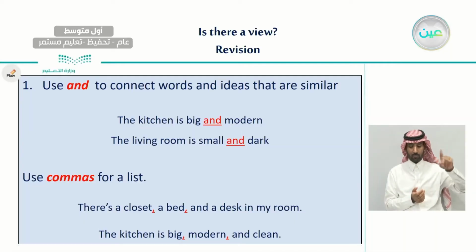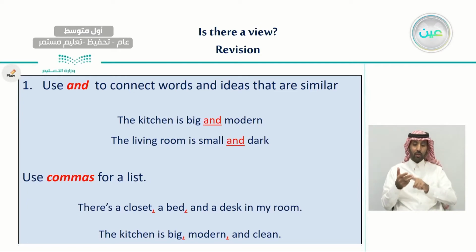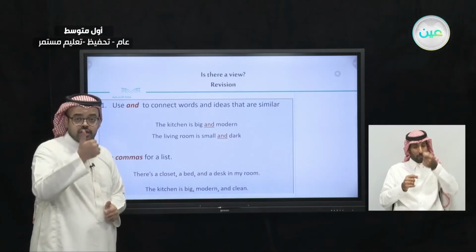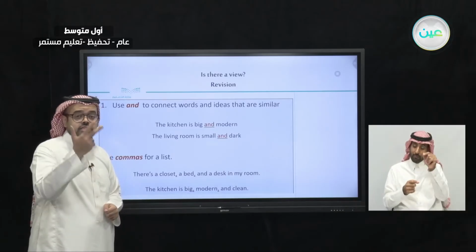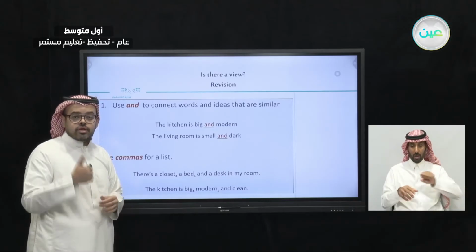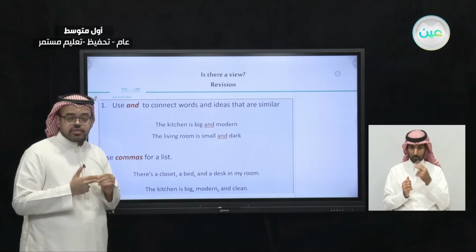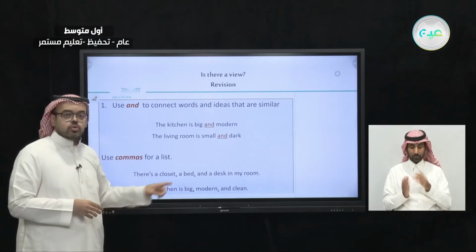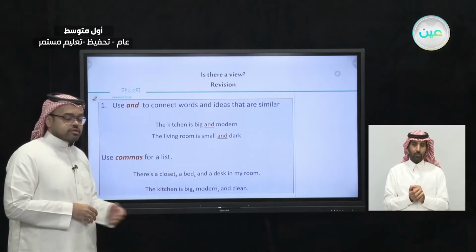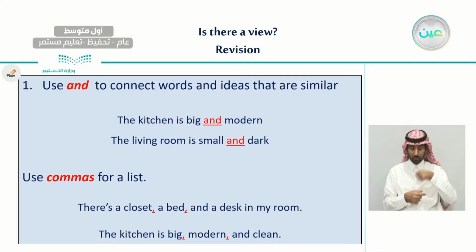We also said that we use commas if we have a list. For example, there is a closet, a bed, and a desk in my room. So here we have a list of 3 things that are in my room. In this case, I would use the commas. Another example is, the kitchen is big, modern, and clean. So this is a list of 3 things that we have written here.